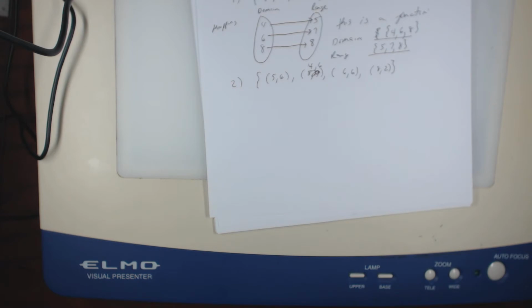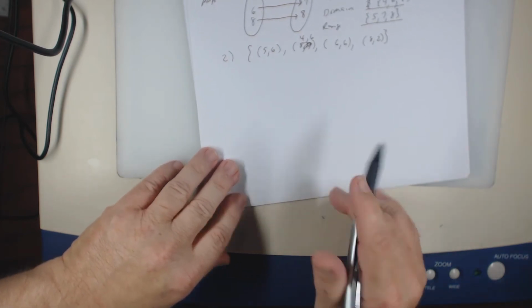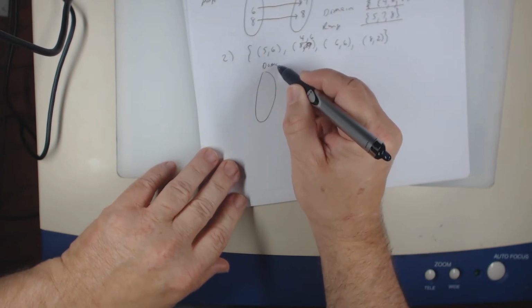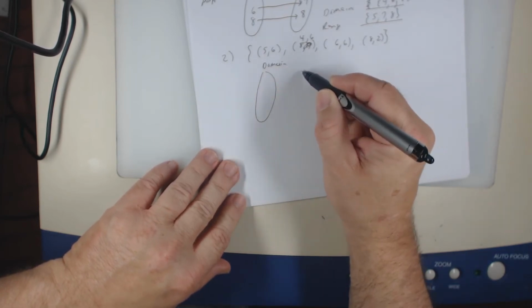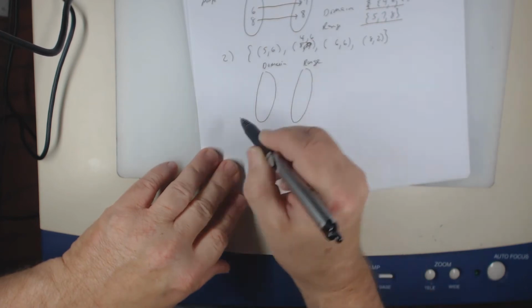Okay. So, is that a relation? No, be careful. Everything's going to be a relation because it's a set of what? Ordered pairs. The question is, is that a function? No. All right. Well, let's look at the mapping. Are you changing your mind? Yeah, it is. It will be.